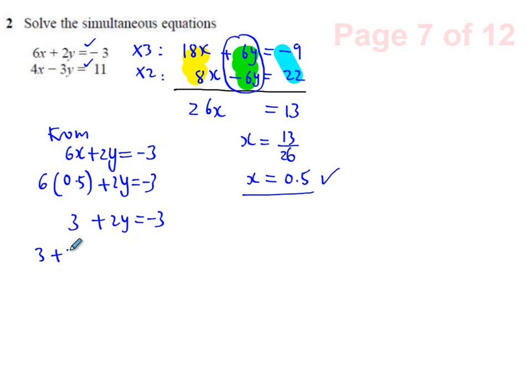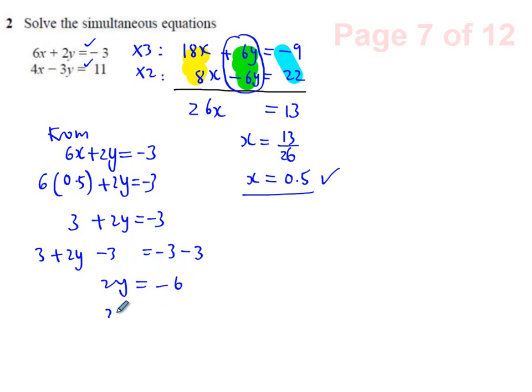Be very careful here. That's where a lot of mistakes happen. Because the 3, to get rid of 3, to have only 2y, okay, so you've got to know where you're heading. I have to take away 3. So I must take away 3 here. See this? This is where a lot of students get it wrong. So 3 minus 3 is 0. I've got 2y equals minus 3 minus 3, that gives me minus 6.